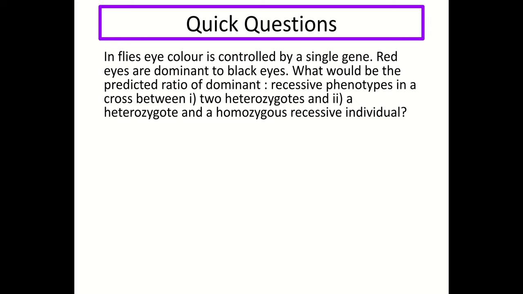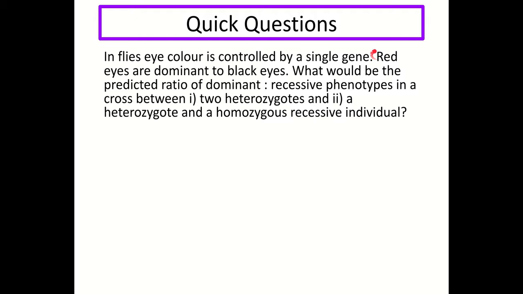Okay, so for this one, there's two parts to this question. If fly's eye colour is controlled by a single gene, red eyes are dominant to black eyes, what would be the predicted ratio of dominant to recessive phenotypes in a cross between, and we'll just do this first one, two heterozygotes, okay?